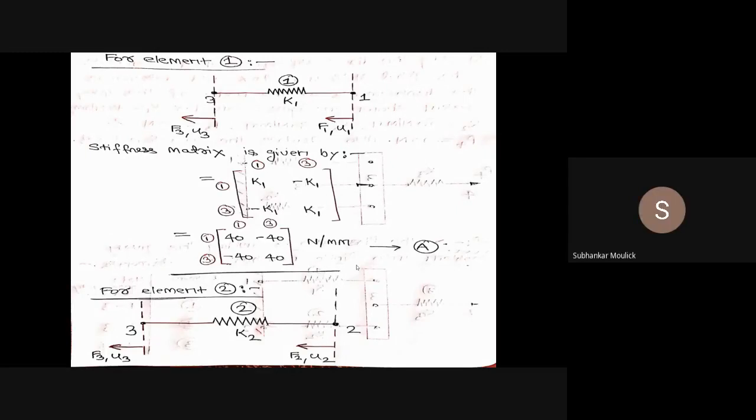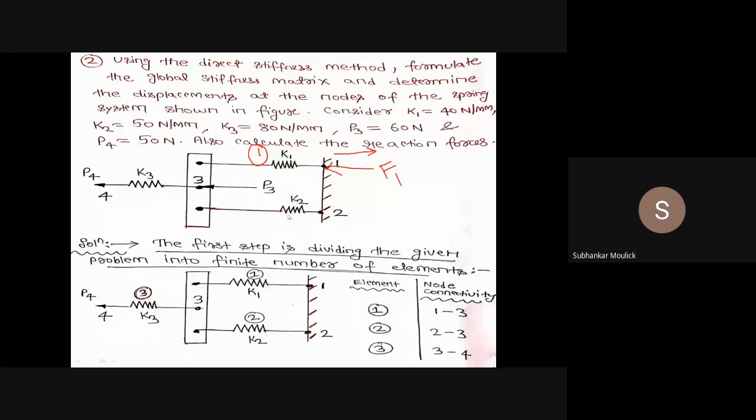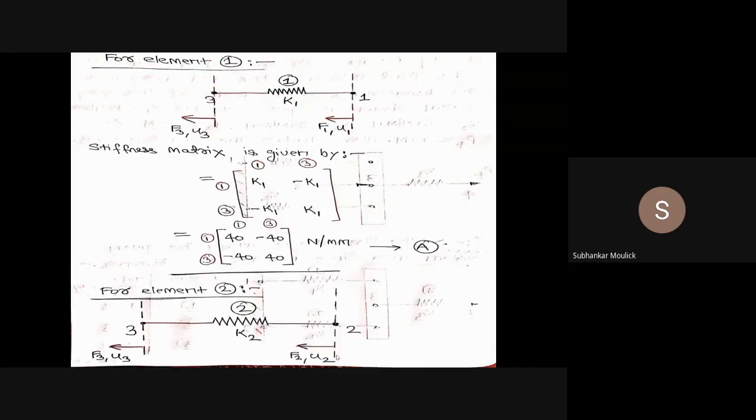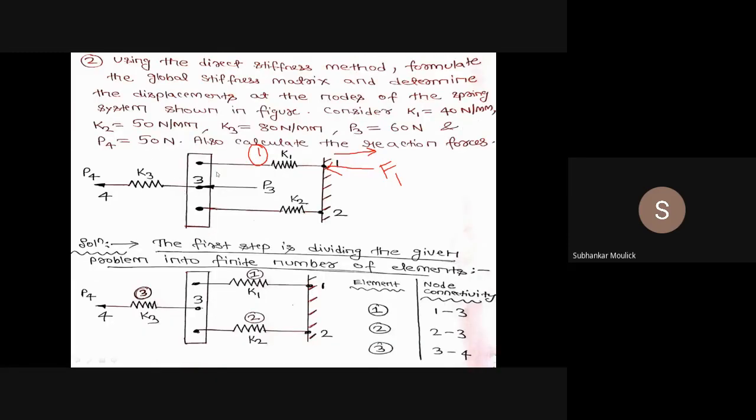Similarly, I have to write down the element stiffness matrix for the second and third elements. If I consider the second element, I can see that it is connected between node 2 and node 3. So let us assume that the nodal force of node 2 is F2 along this direction and the nodal displacement is U2 along the negative x direction. Similarly, at node 3, the nodal displacement is U3 along the negative x direction and the nodal force is nothing but P3, which is equal to F3, and its magnitude is 60 Newton. I am assuming it to be negative since the force is acting along the negative x direction.